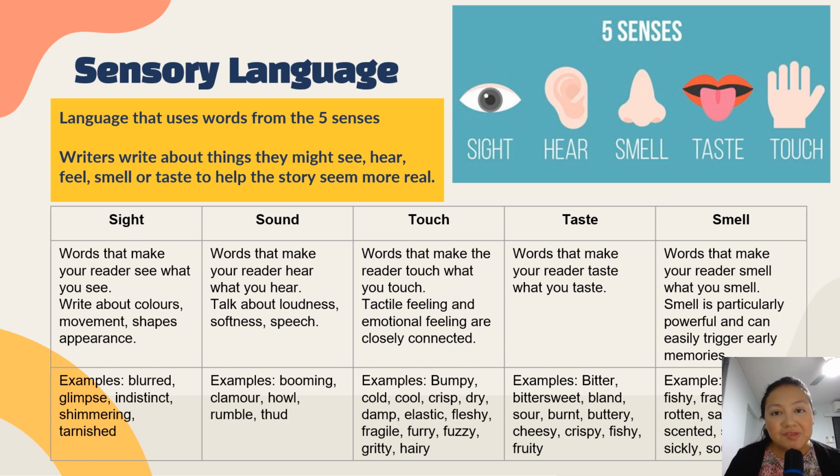Sensory language. So this is another strand of descriptive writing. Now this one, it is where your five senses are engaged. So your sense of sight, hearing, smell, taste, and touch. So sensory language basically, for example, for sight, you use words that make the reader see what you see. So instead of using very simple words to describe something, use your vocabulary, like for example, blurred, glimpse, indistinct, shimmering, tarnished. Okay, so all these words. Again, you may stop the video here and you can actually go through the words.